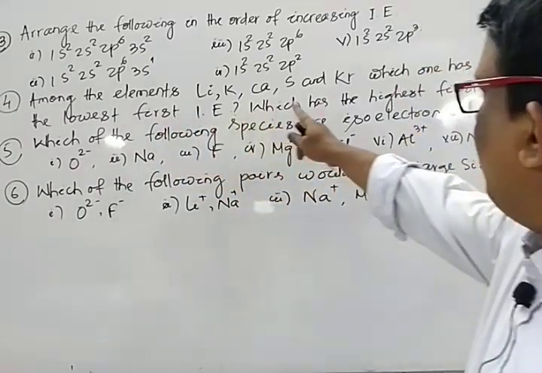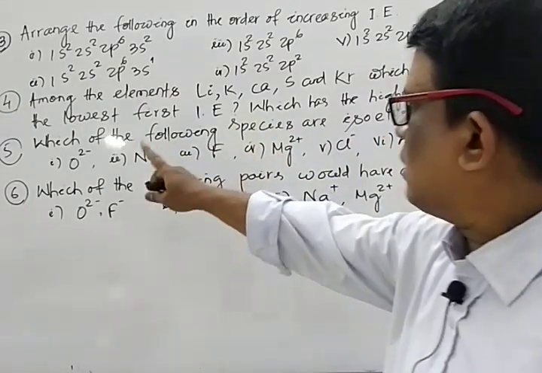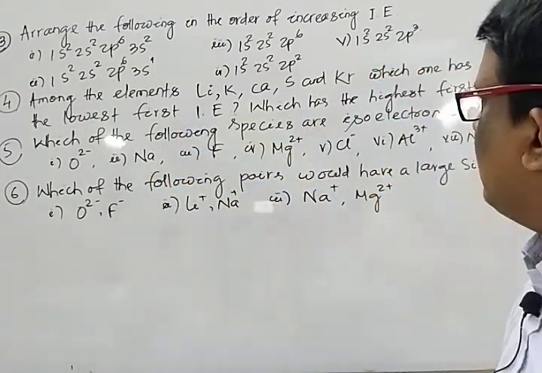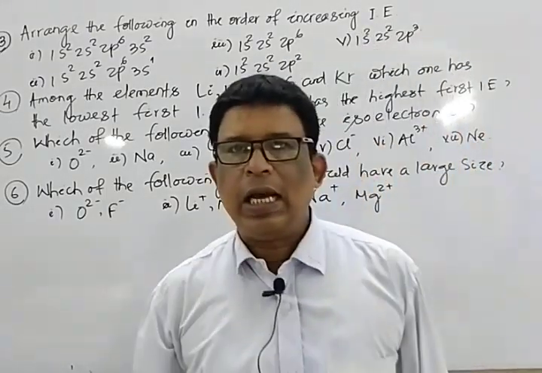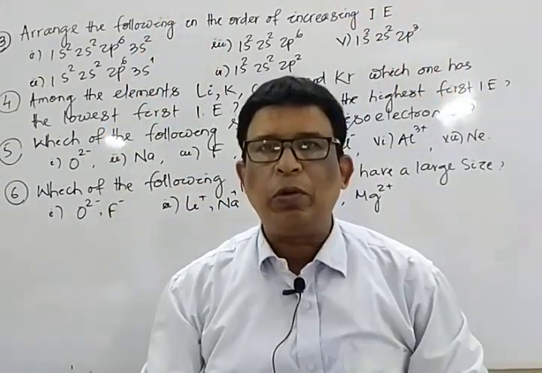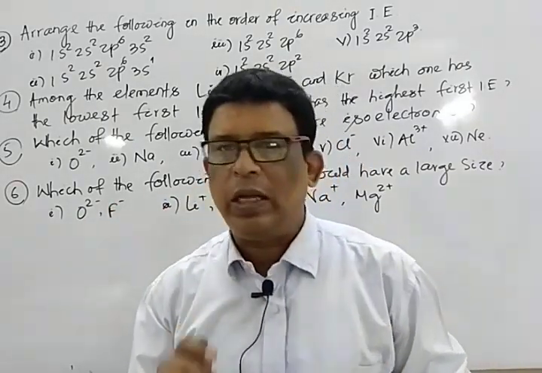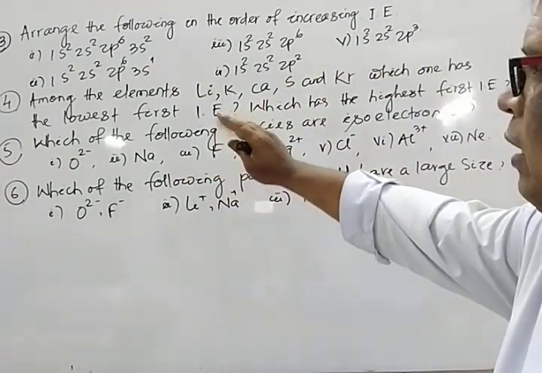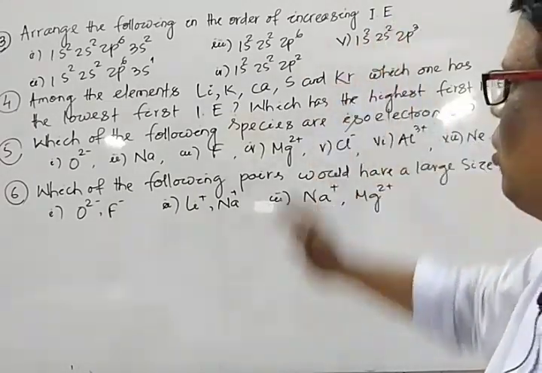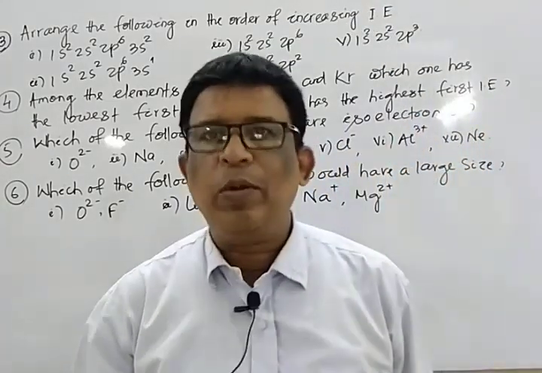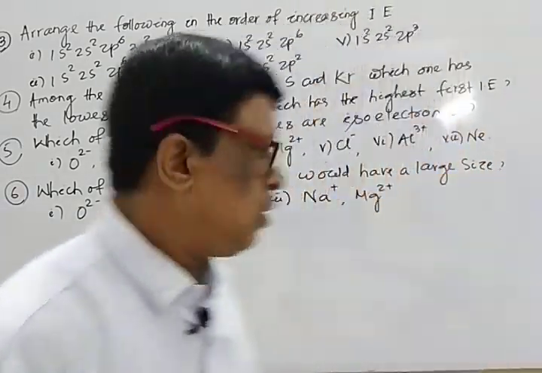Next, among the elements lithium, potassium, calcium, sulfur and krypton, which one has the lowest first ionization energy? Which one possesses the highest ionization energy? Already discussed what ionization energy is, and while moving from top to bottom this value gradually decreases, while moving from left to right this value gradually increases. And mark that. Next question, arrange the following in the increasing order of ionization energy. So let us solve one by one. First from bottom to top. Mark the first question.